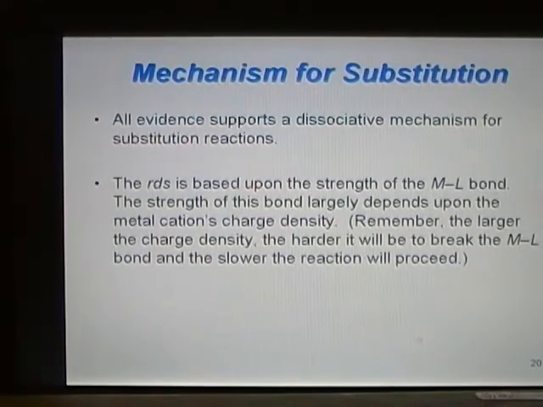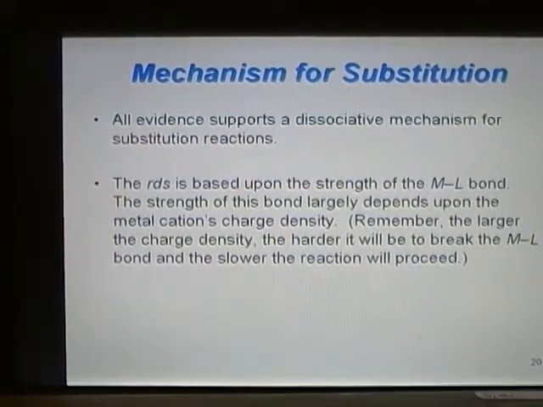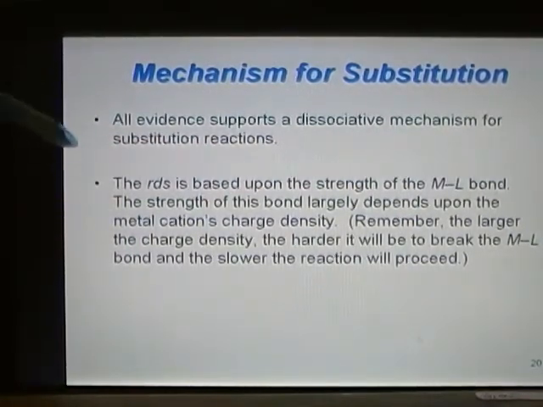So, substitution reactions are supported as proceeding by dissociative mechanisms. All the data says it's dissociative. The rate determining step is based upon the strength of the metal-ligand bond. The strength of this bond depends upon the metal cation's charge density. Remember that the larger the charge density, the harder it is to break that metal-ligand bond and the slower the reaction will proceed.